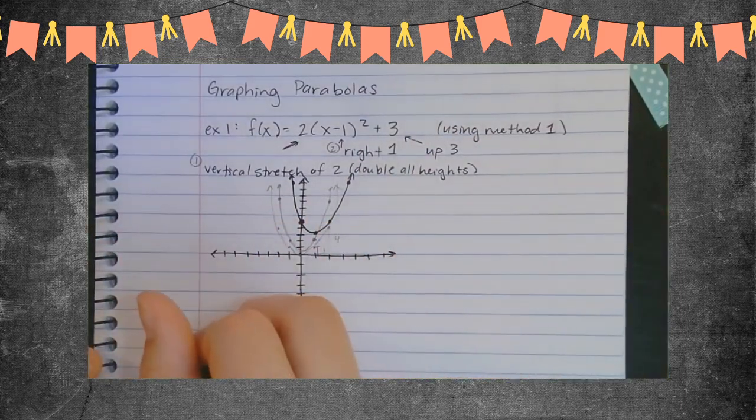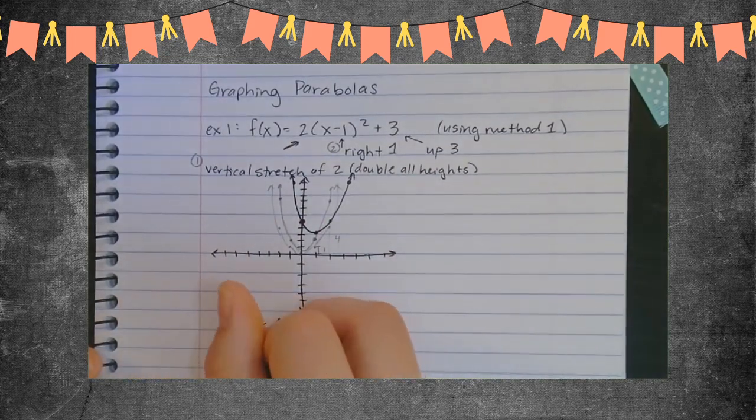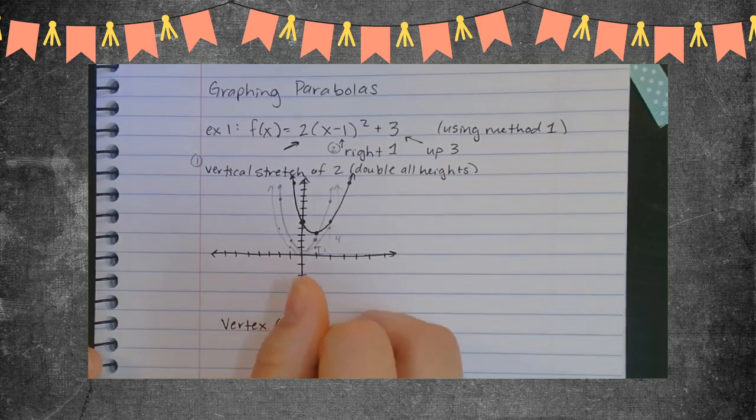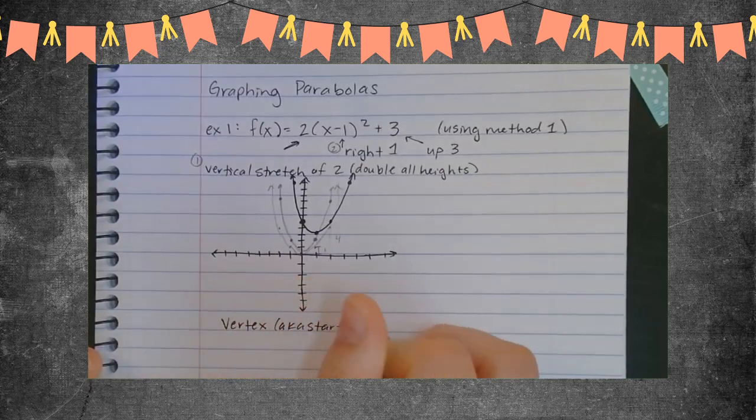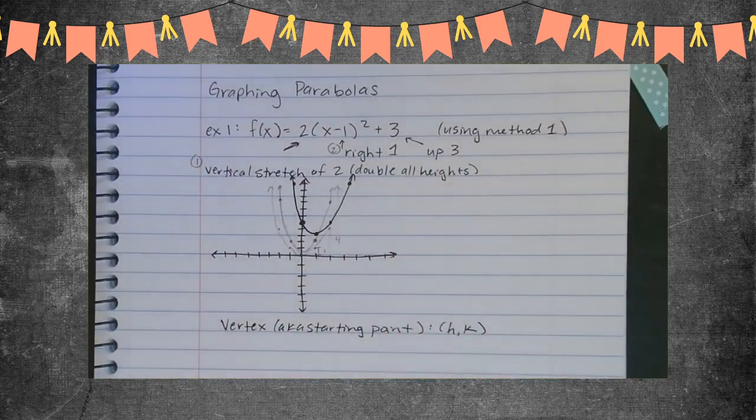So in a different method, we find the vertex, which is the starting point. It's (h, k). And you might remember this from Algebra 1.